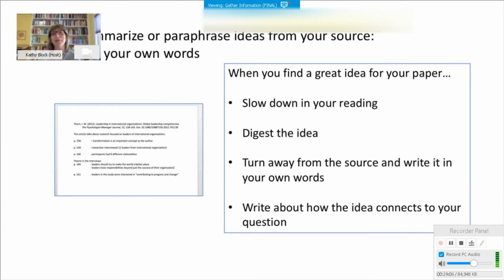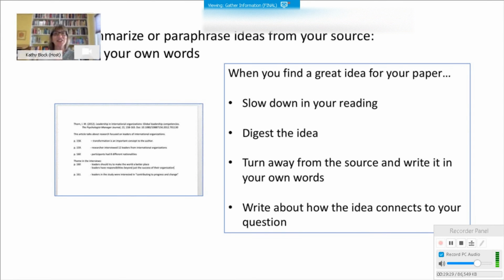Sometimes students feel like my words aren't as good as what the original author used, and it can feel sort of intimidating to do that paraphrasing. Your instructor wants to read your way of expressing the idea, your interpretation of the idea. They're not interested in hearing that quote from the author.